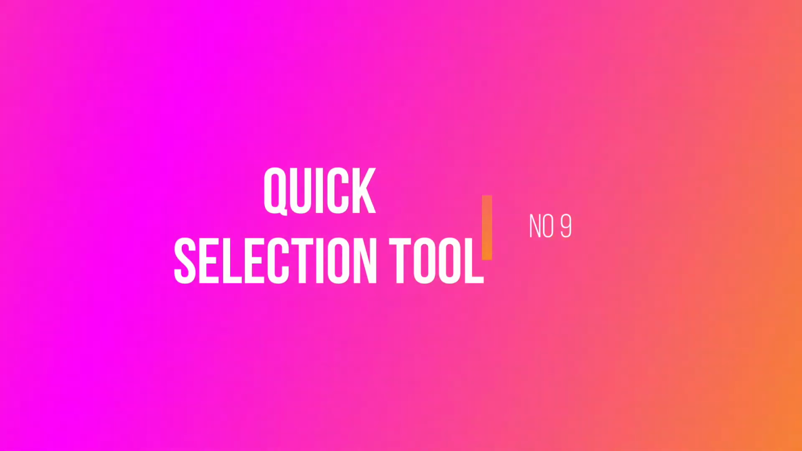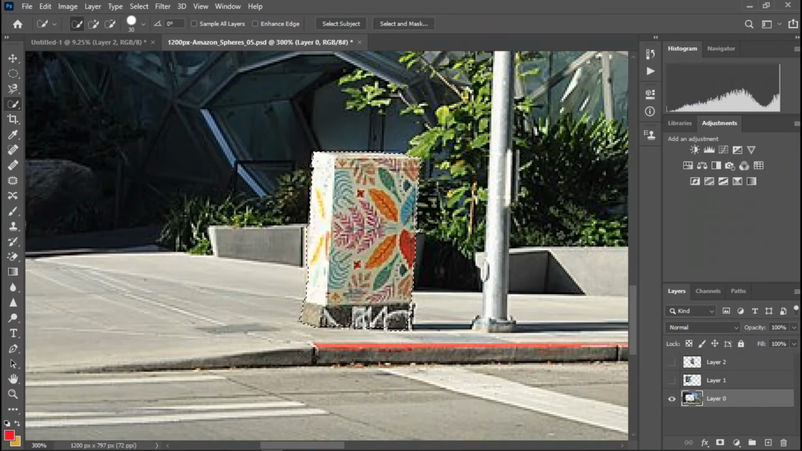Quick selection tool. Quick selection tool also works exactly the same as the object selection tool. You also have to drag and draw around the object you want to select. I just deselected with Control D. It's also a shortcut, Control D. So you have to drag around anything you want to select.